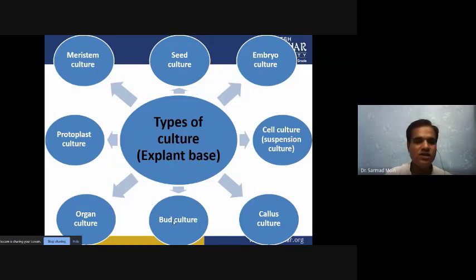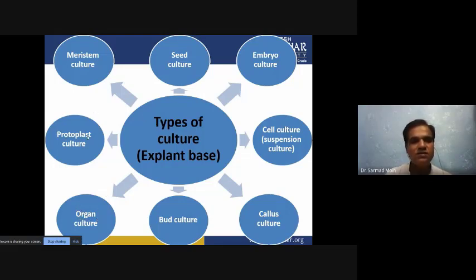Then bud culture is also there, and you can take an axillary bud or shoot tip bud for culture purposes, because bud culture has meristematic cells and tissues. These meristematic cells and tissues respond very well and very fast when we culture them in an artificial environment. Then the next type of explant is the organ, taken directly, but since micropropagation uses micron-size explants, organ culture is not a part of micropropagation.